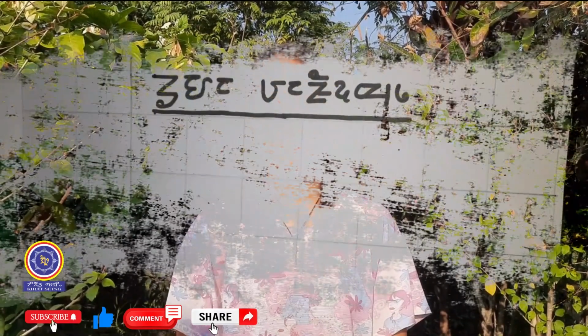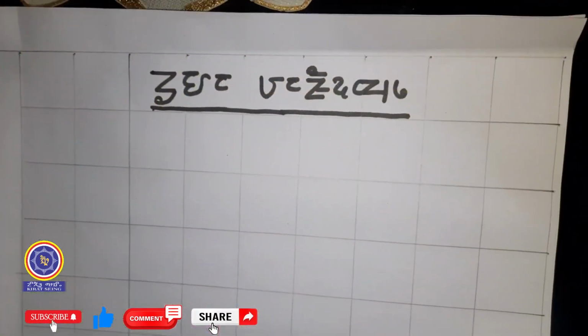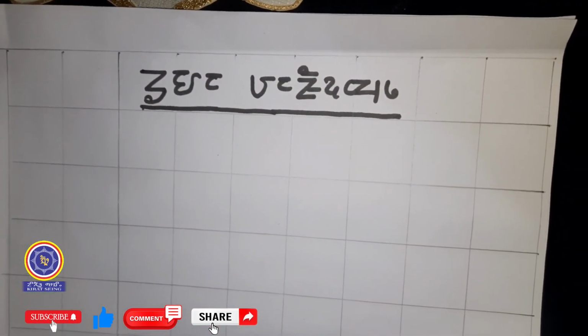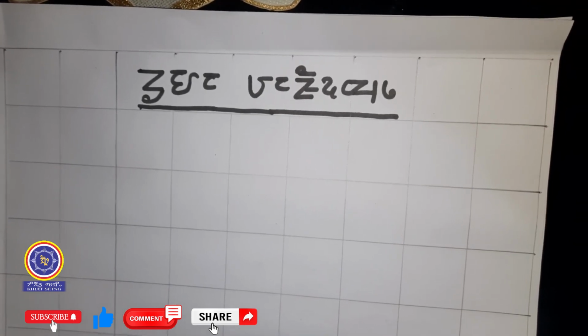We have already finished learning about Kirat script, alphabet letters and vowel letters. So today we are going to learn about consonant with vowel symbols. Let's get started and let's learn together. Now I'm going to write consonant with vowel symbols, which is called Kudok Soknambon. Let's write together and follow me.